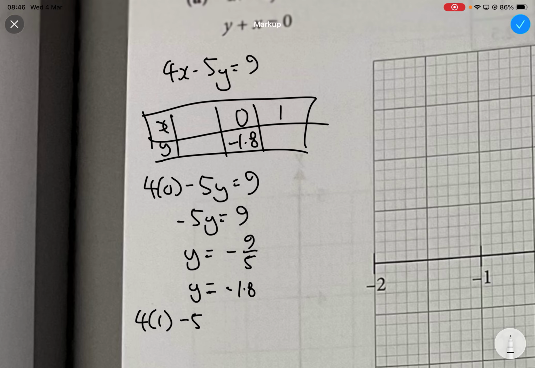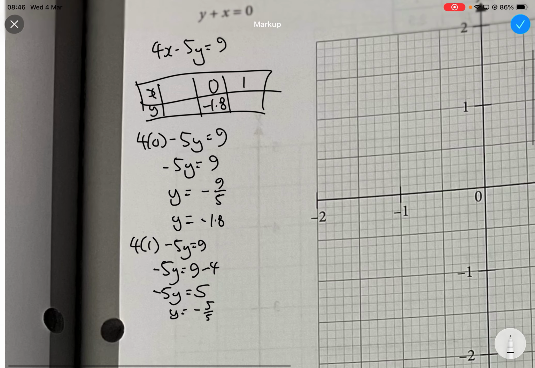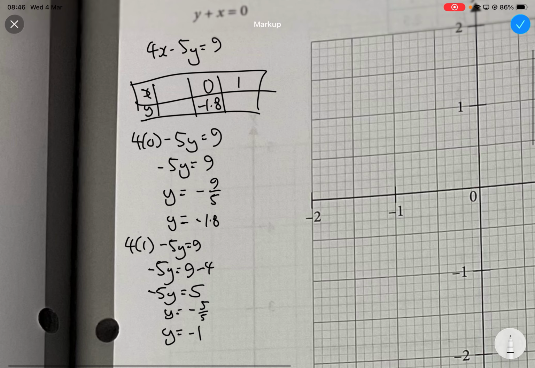Then minus 5y equals to 9. Negative 5y equals to 9 minus 4. Negative 5y equals to 5. Y equals to negative 5 over 5. So y equals to negative 1. Nicer number to use. Okay? But the negative side, either 1 or 2 also not nice. So anyone also can.